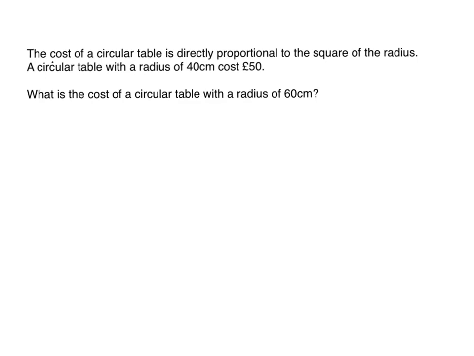So the cost is directly proportional to the square of the radius. So we've got the cost, we've got the radius, and it's the square of the radius. So the cost is going to be something times r squared. And I need to figure out what that something is.